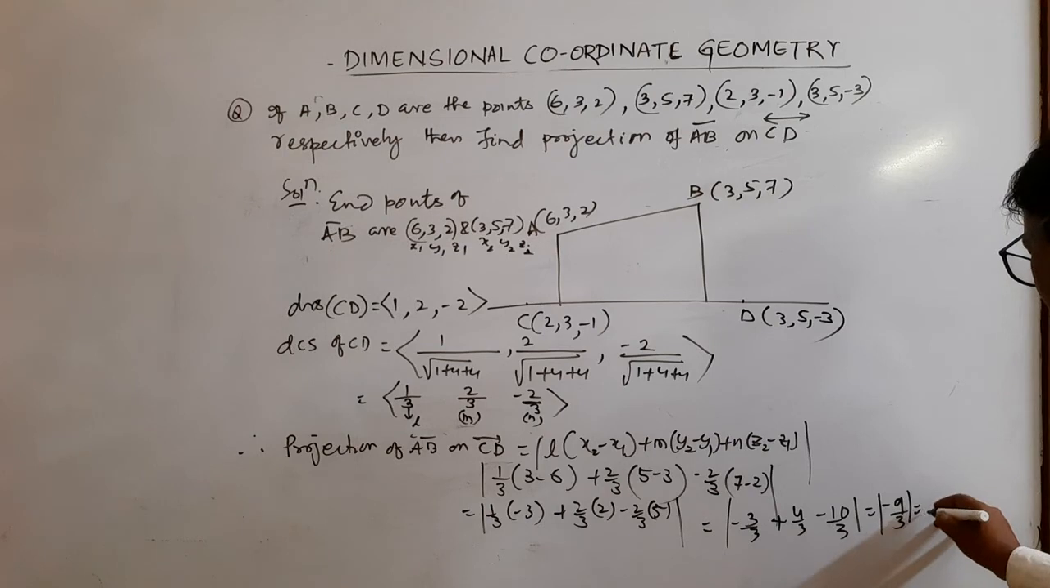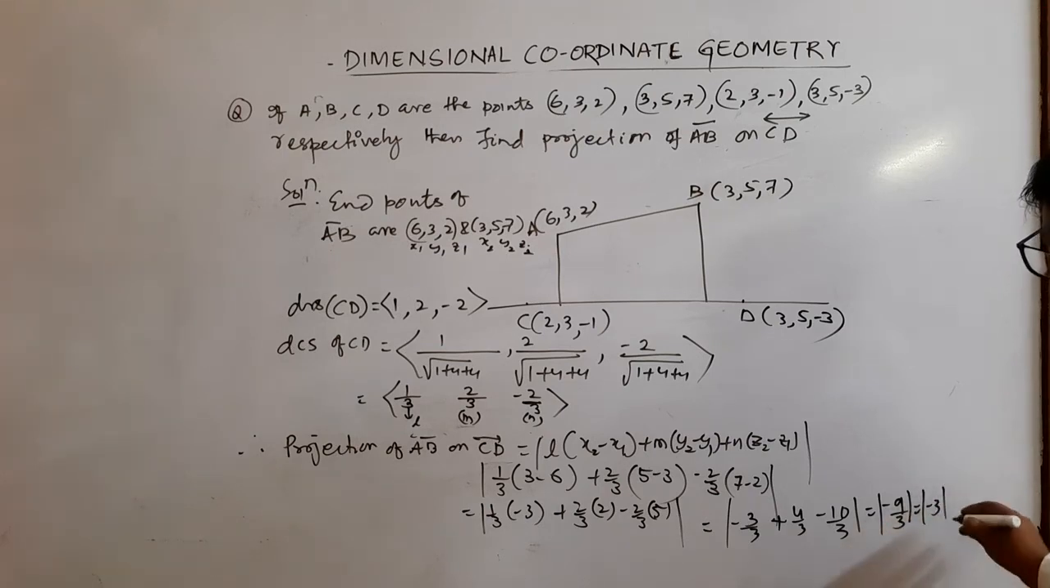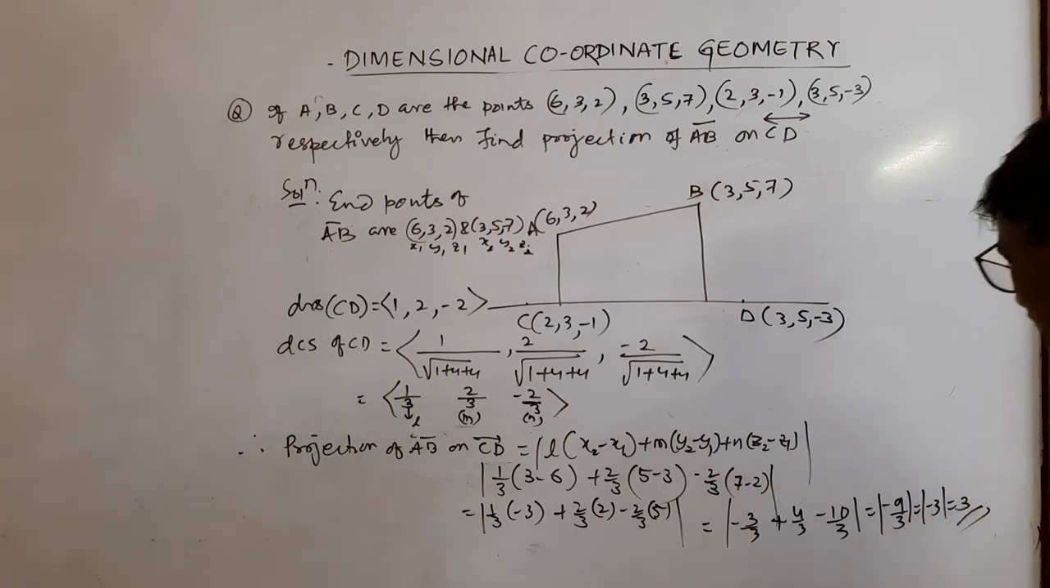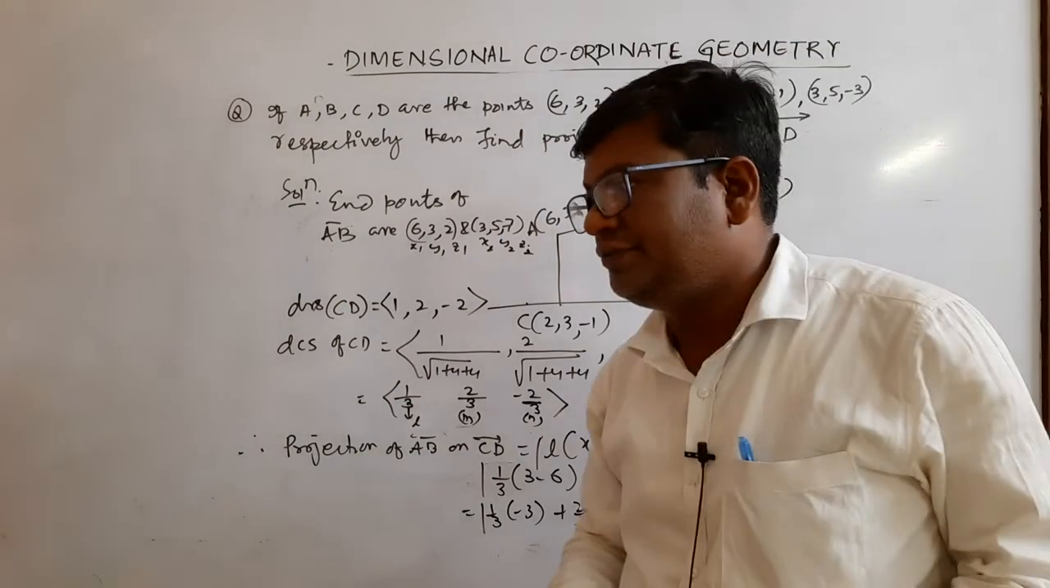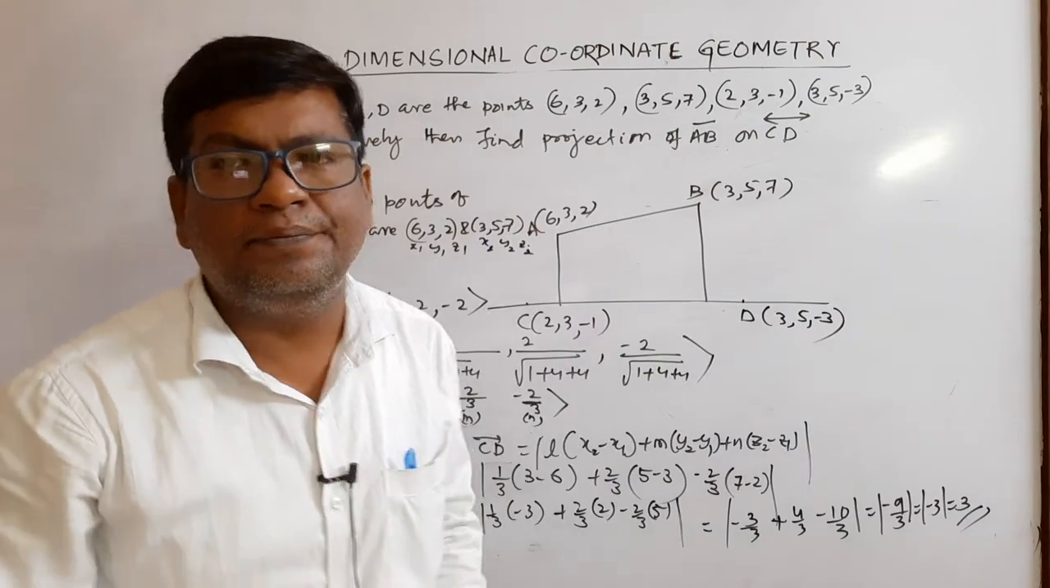So this is mode of minus 3 since it is projection. So projection is what? 3. 3 is the answer. Okay.